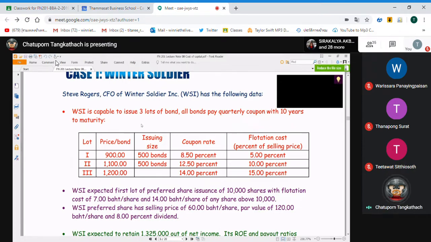Okay. Now, the issuing size 500 bonds here, please do not use it yet, okay? Because when we calculate cost of debt, cost of preferred share, or cost of common share, we calculate based on just one security, like one bond or one share. So for the data of issuing size, do not use it yet. We are going to talk about this part of information later on.